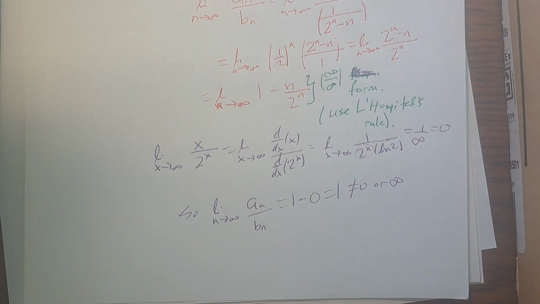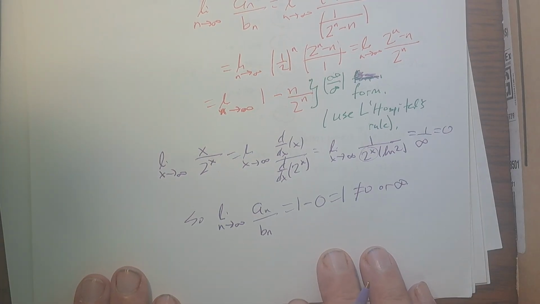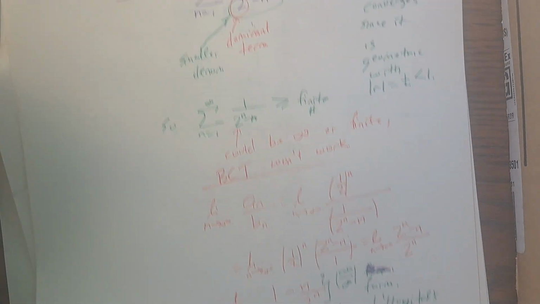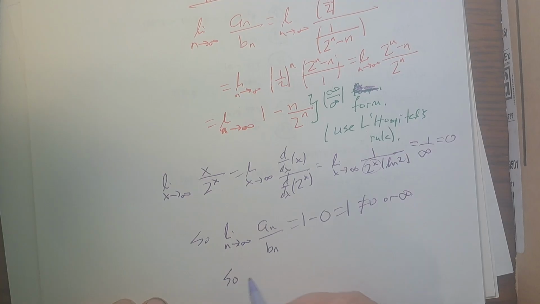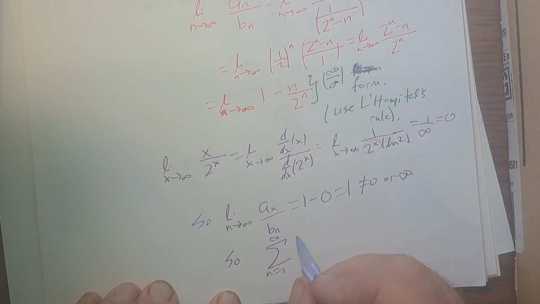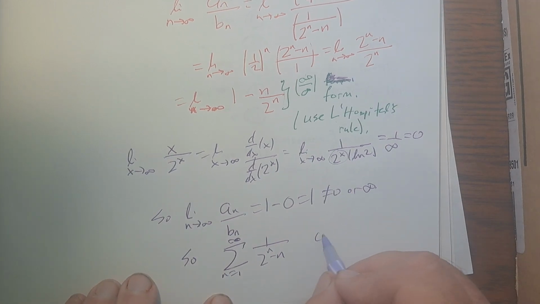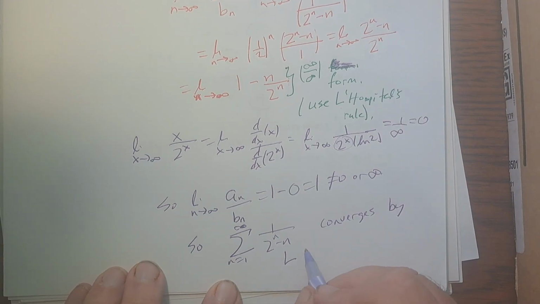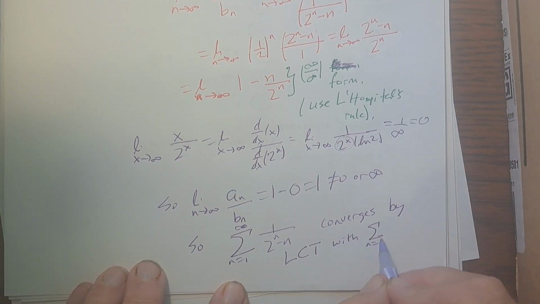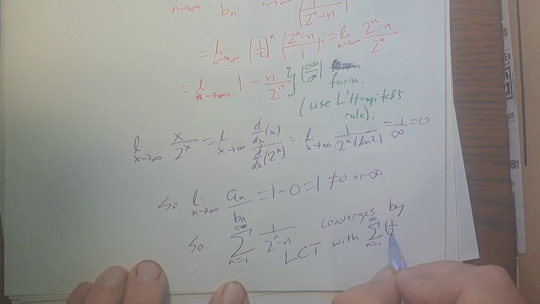Okay. So what did I compare it to? Well, we already worked out that the other one converges because it's geometric. So the series from 1 to infinity of 1 over 2 to the n minus n converges by limit comparison test with just 1 over 2 to the n.